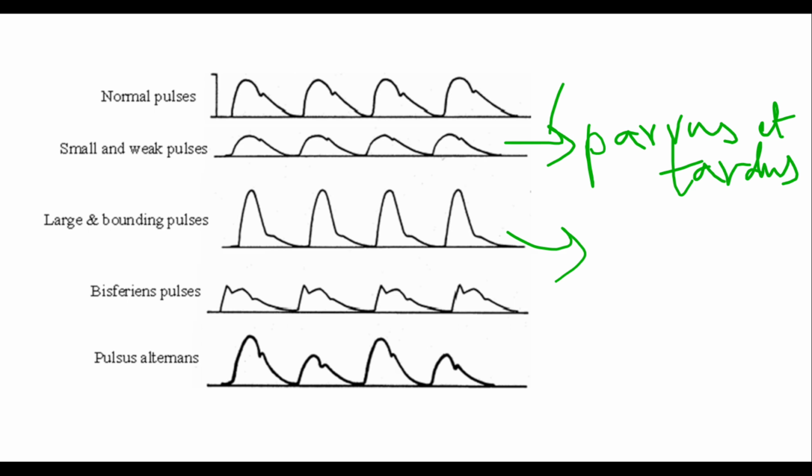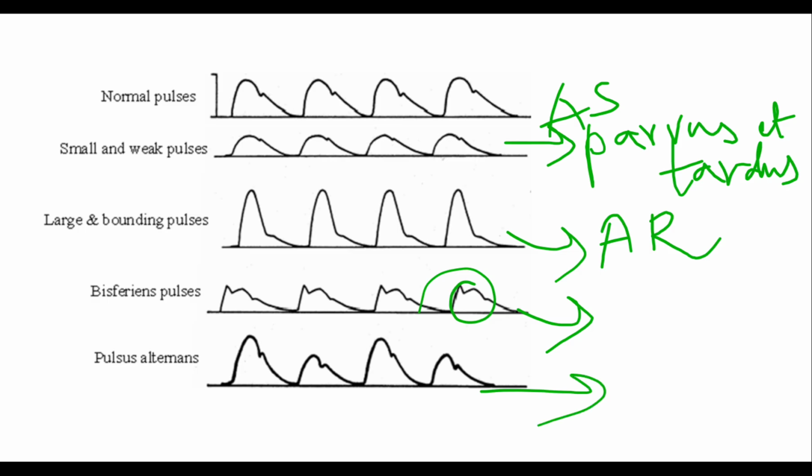A large and bounding pulse, or collapsing pulse, is seen in aortic regurgitation. Bisferiens pulse can be due to a combination of stenosis plus regurgitation, which means you have a double systolic peak. Pulsus alternans means there is alternation in the volume of the pulse: high volume, low volume, high volume, low volume. The same thing in an ECG, where the electrical component alternates, is called electrical alternans. You can see that in cardiac tamponade.